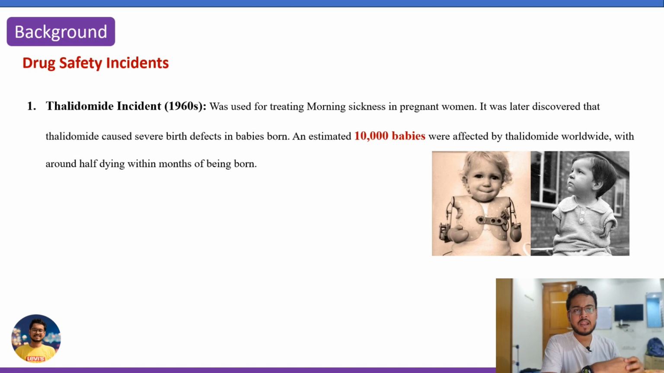It was around the 1950s and 60s when the drug got approved and came into the market, probably in the 1950s. This was a drug used to treat morning sickness in pregnant women, and it got very popular in the beginning. But around the 1960s, babies started to be born with abnormalities, and it was found that across the world around 10,000 babies were born with this abnormality, and half of them died within a month.